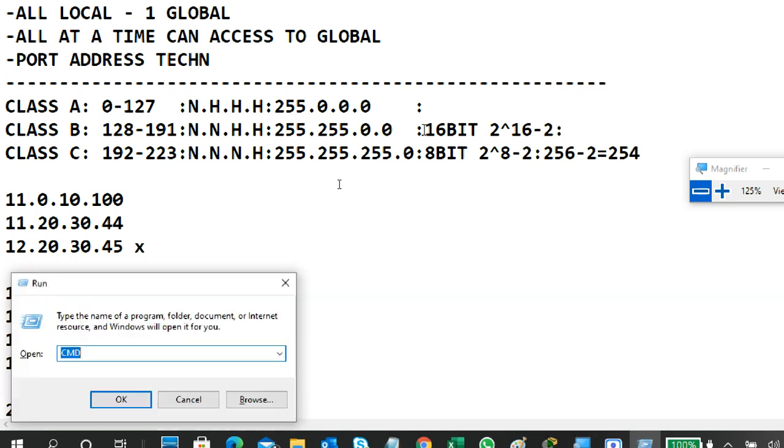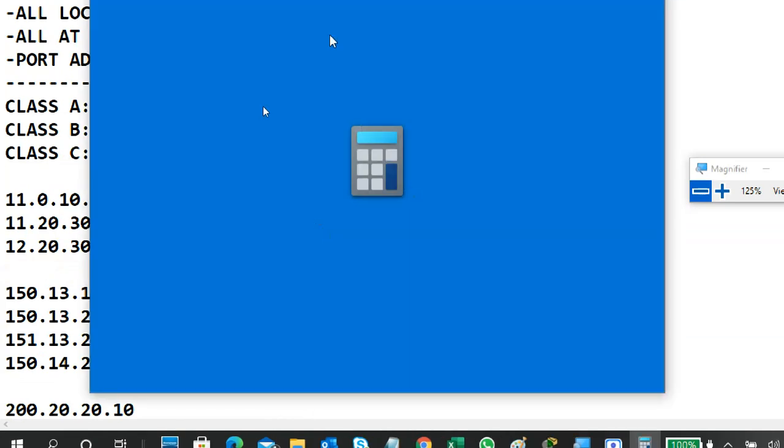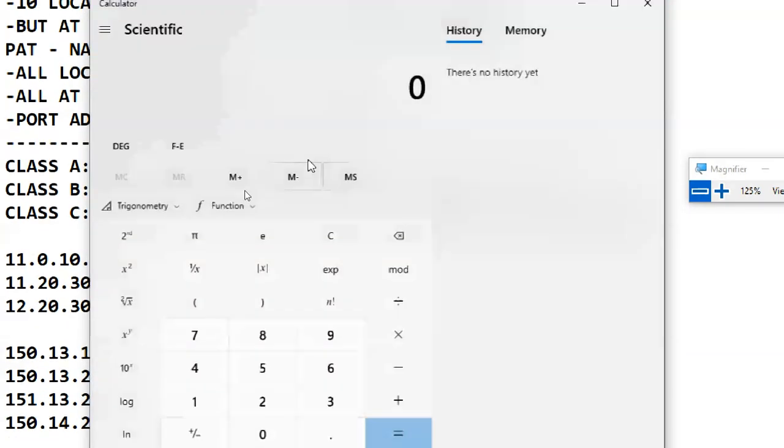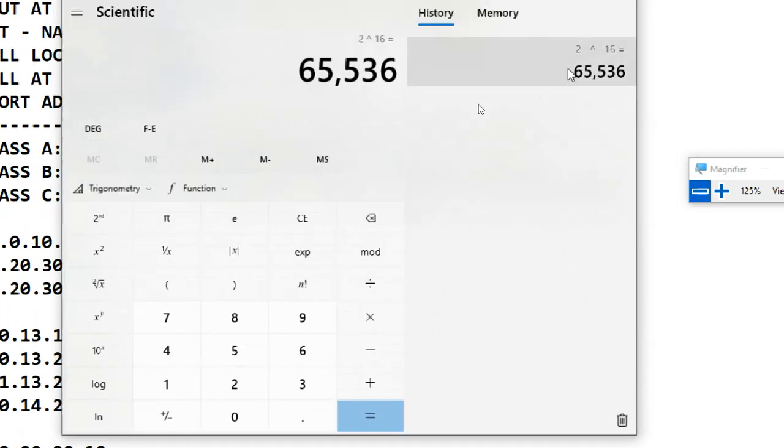So how much is the value? We have to go to the calculator. Open a calculator. 2 to the power 16 is 65,536, minus 2.